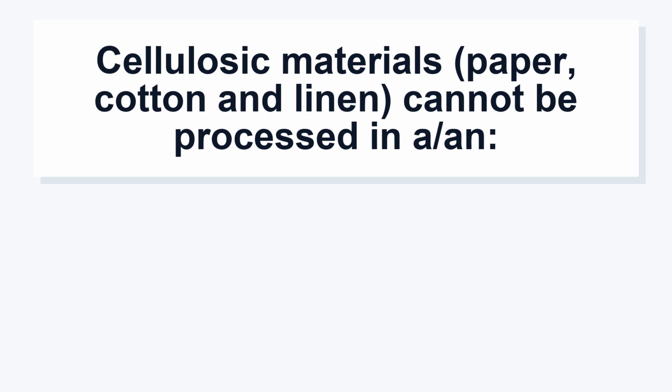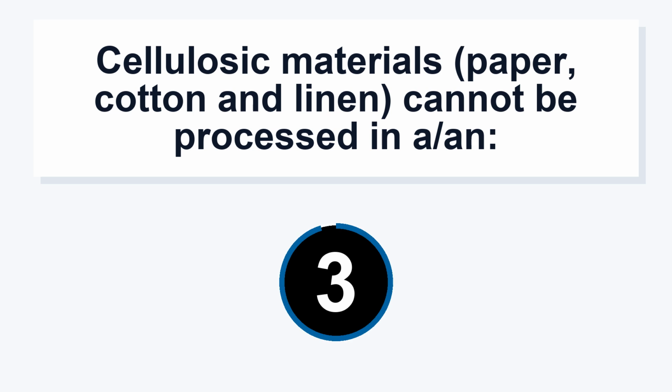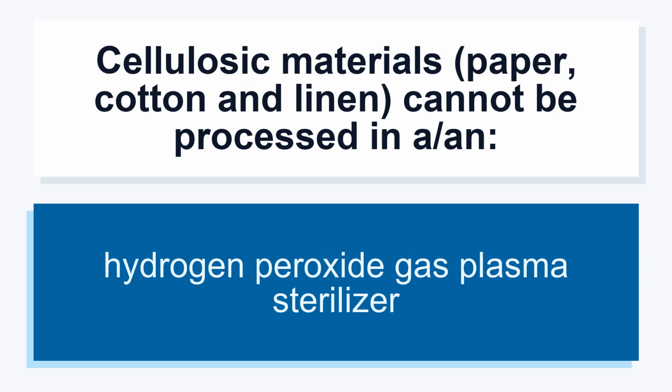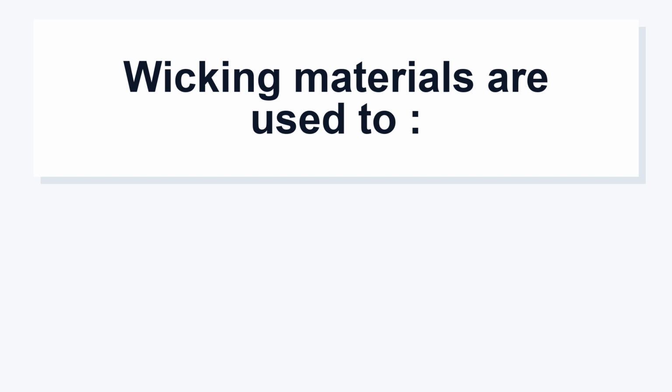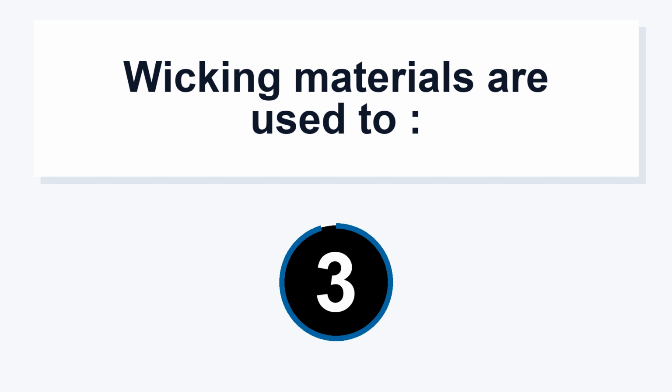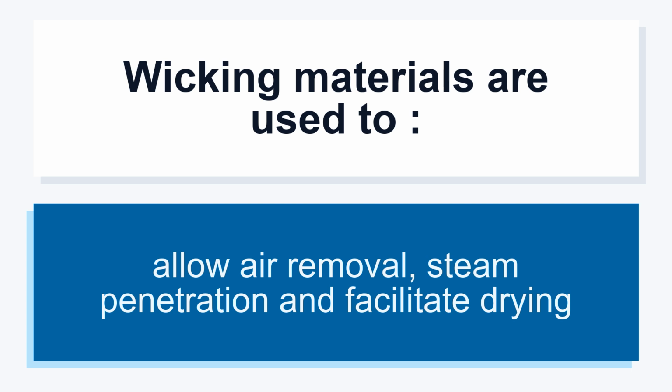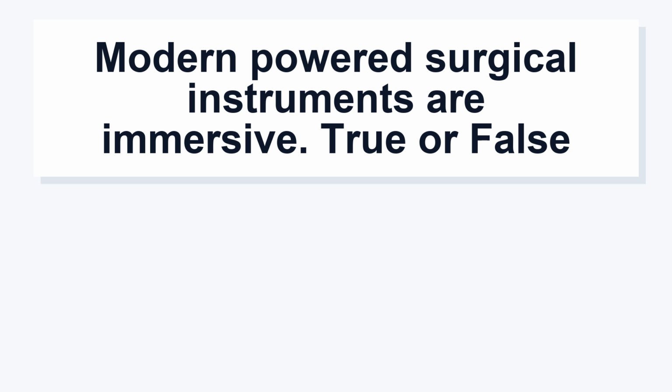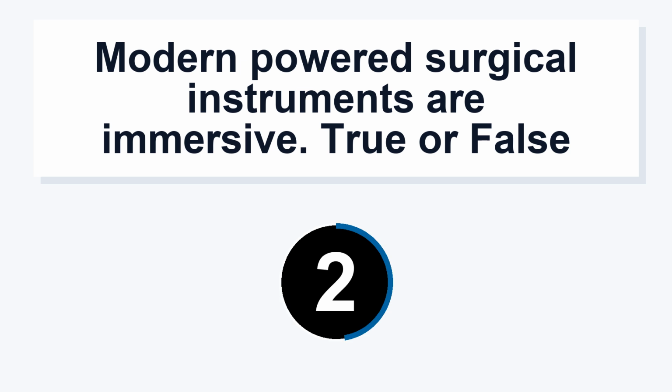Cellulosic materials, paper, cotton and linen, cannot be processed in a hydrogen peroxide gas plasma sterilizer. Wicking materials are used to allow air removal, steam penetration, and facilitate drying. Modern powered surgical instruments are immersible. True or false? False.